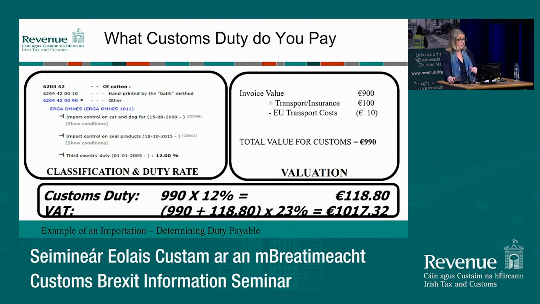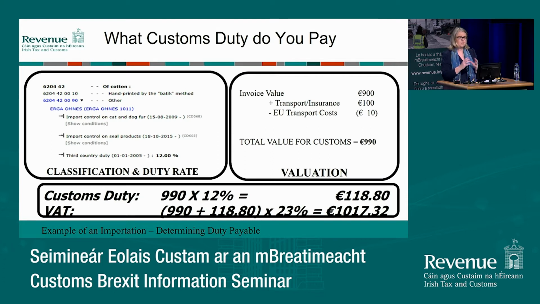Earlier on in the classification, we got our classification, our code. So now I have my rate of duty of 12%. I have my customs value of €990. A simple mathematics here then will give us a customs duty amount of €118. And if I am paying VAT at clearance, I use the customs value plus the customs duty added together, and I pay duty on that total amount. So that comes to over €1,000.